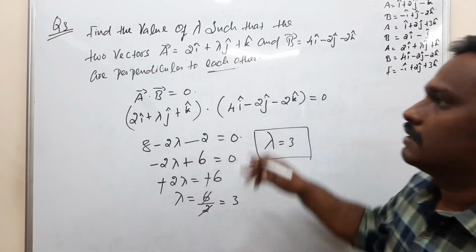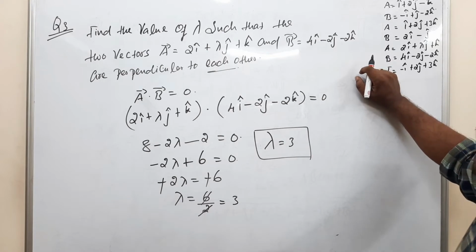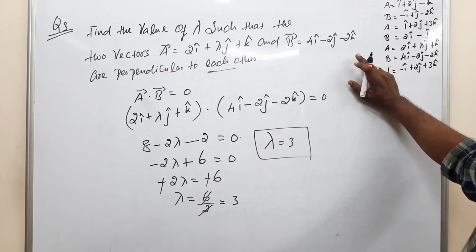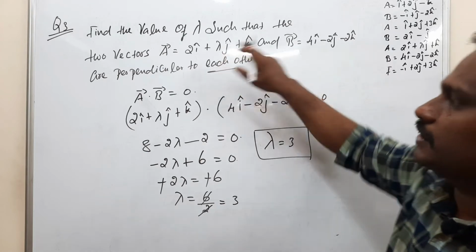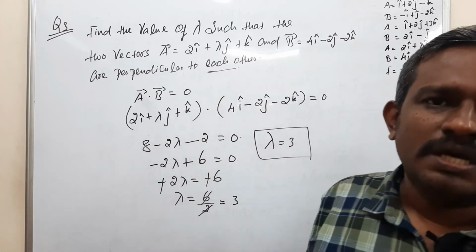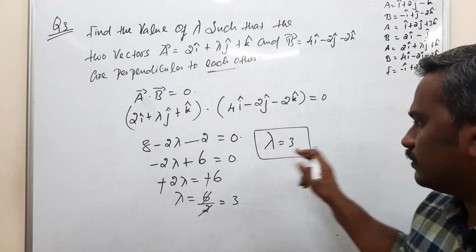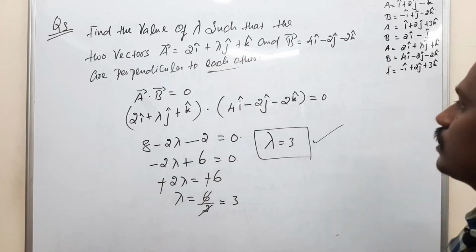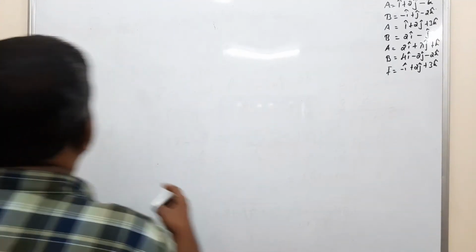Clear? So find the value of lambda such that the two vectors, A vector is equal to 2i cap plus lambda j cap plus k cap, and B vector is equal to 4i cap minus 2j cap minus 2k cap, are perpendicular to each other. In the question it is given these two vectors are perpendicular. Perpendicular means immediately we can write the dot product is equal to 0. So find the dot product, and from that you can find the value of lambda. Lambda is equal to 3. Clear?